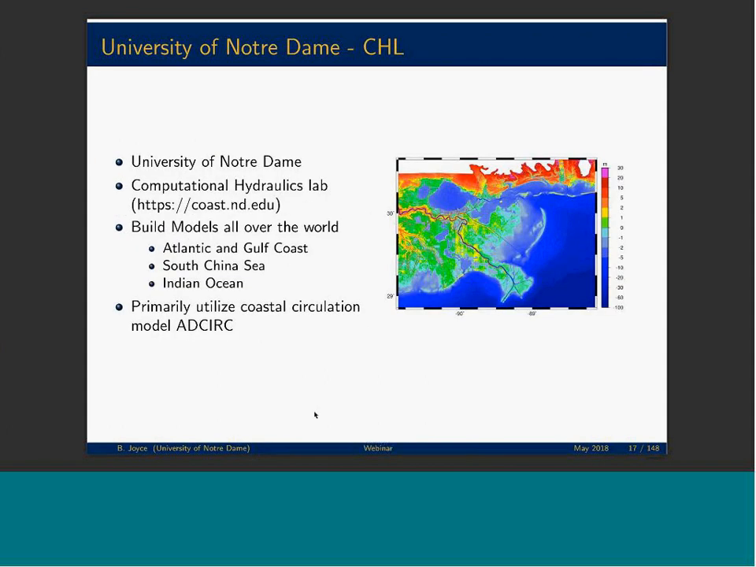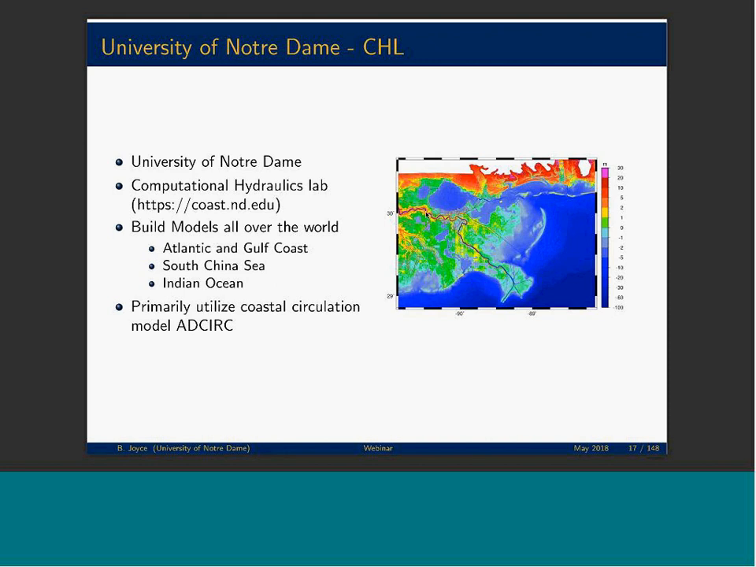So just the background of what we do at the University of Notre Dame, we're the Computational Hydraulics Lab. We build models like this across the world. Most of the experience in the lab has been in the Atlantic or Gulf Coast. You can see here one of our highest resolution models, which is built for the Gulf Coast in Louisiana. So you can see here the levee systems and Lake Pontchartrain.